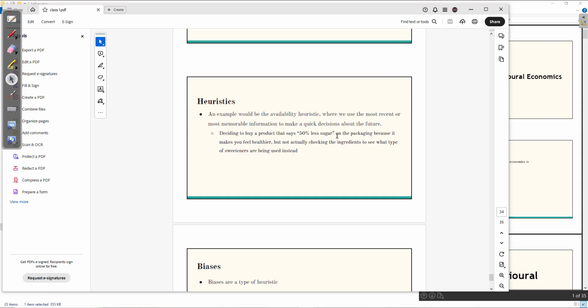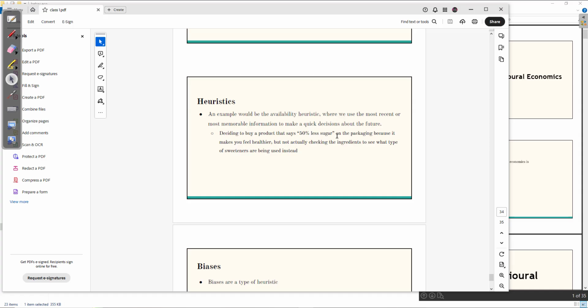An example would be the availability heuristic, where we use the most recent or the most memorable information to make quick decisions about the future. For example, deciding to buy a product that says 50% less sugar on the packaging because it makes you feel healthier, but not actually checking the ingredients to see what type of sweeteners are being used. That line is a quick thing, and it's written 50% less sugar, that's what it means. But what alternatives they are using for that sugar is something you should check.